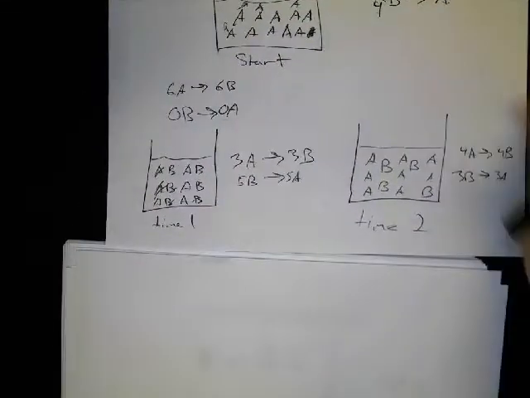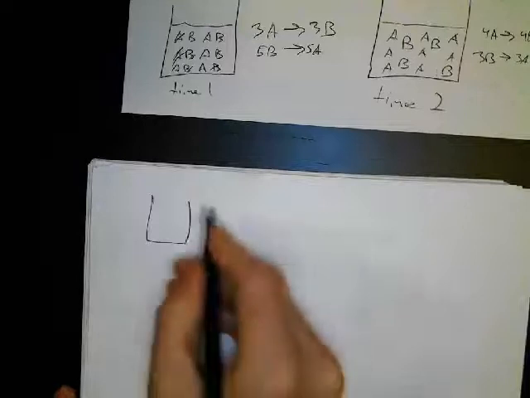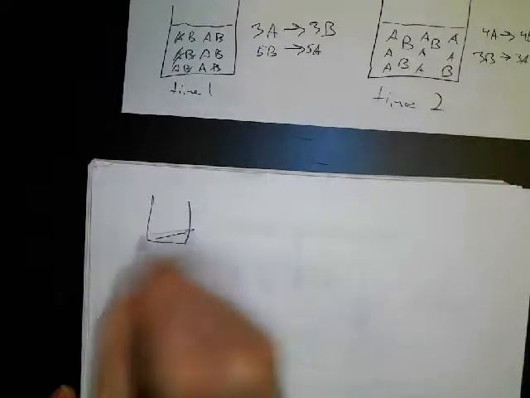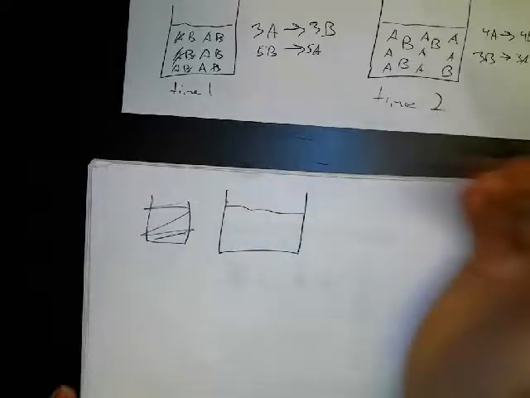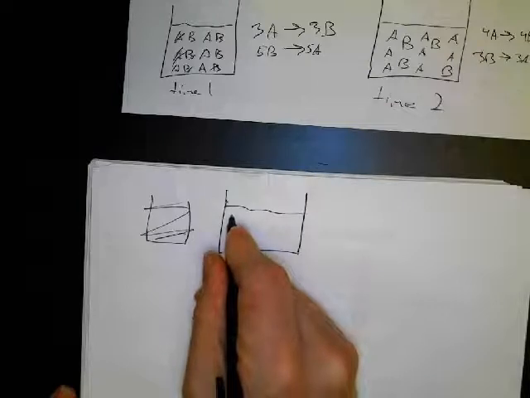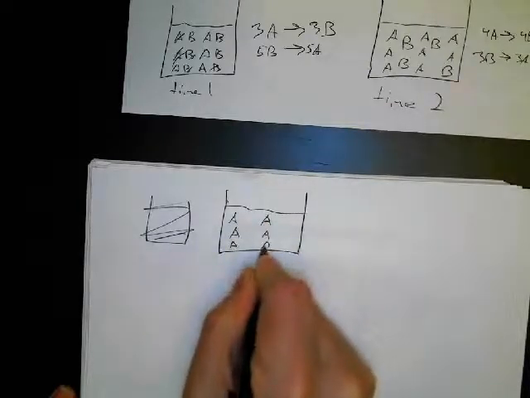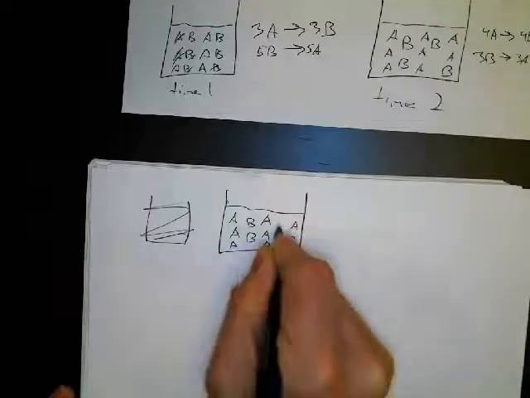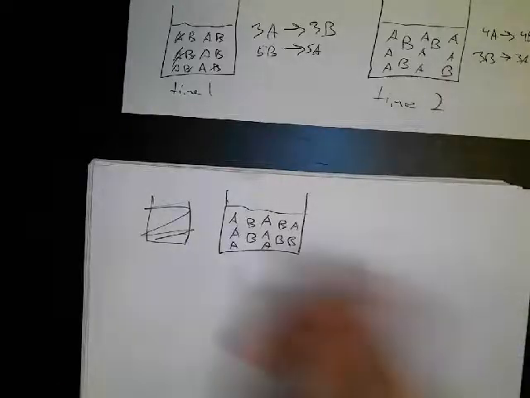Let's make a new beaker. In the new beaker, if I gain 1 B and lose 1 A, I will be at, well, let me draw a bigger beaker so I have room. That would be from 8 A's to 7. So I'll have A's, and I should have 5 B's. 1, 2, 3, 4, 5. And this would be now at time 3.